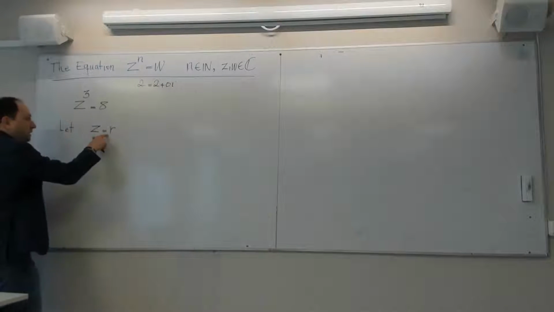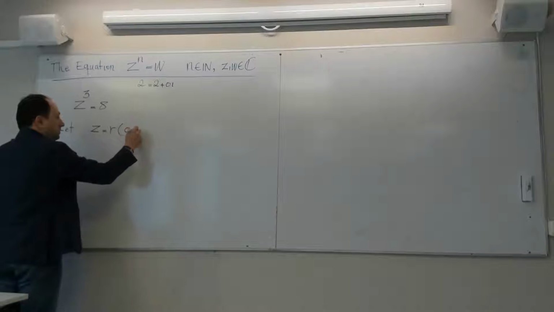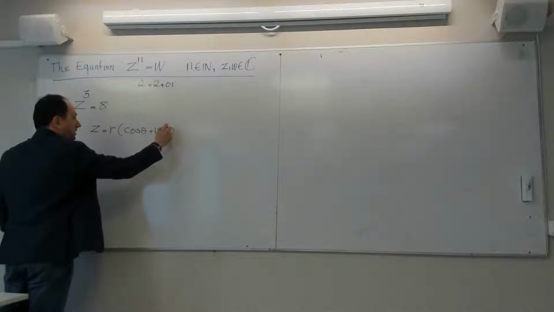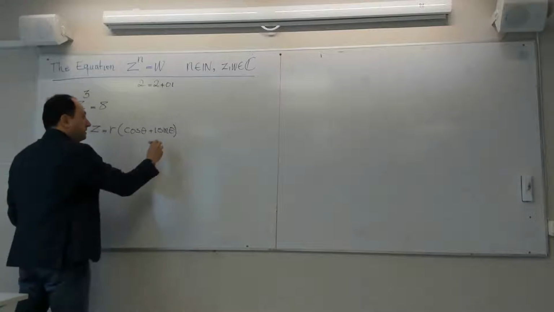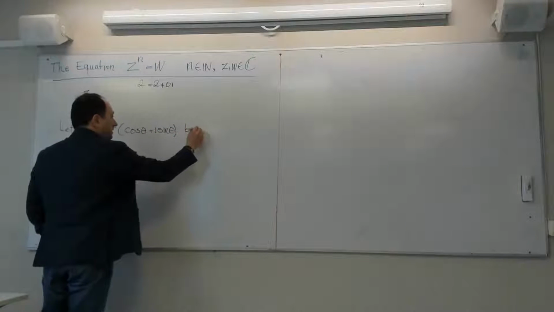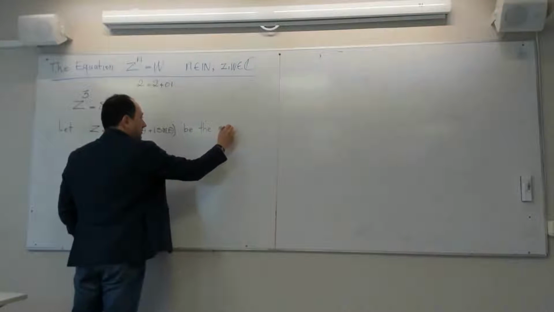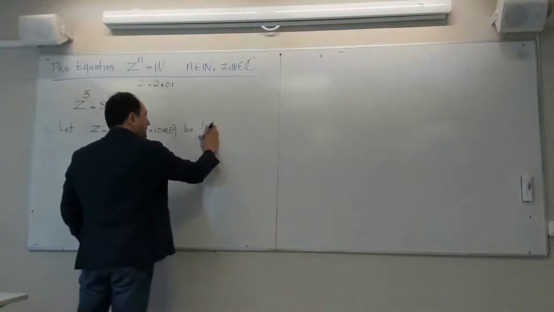Let z be equal to r times (cosine theta plus i sine theta) be the complex number z. Be a solution.